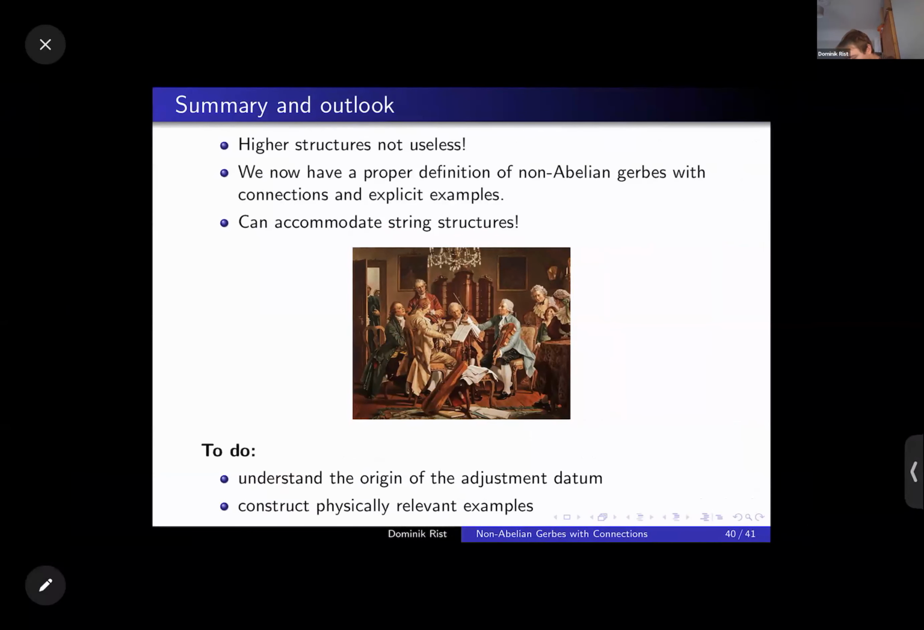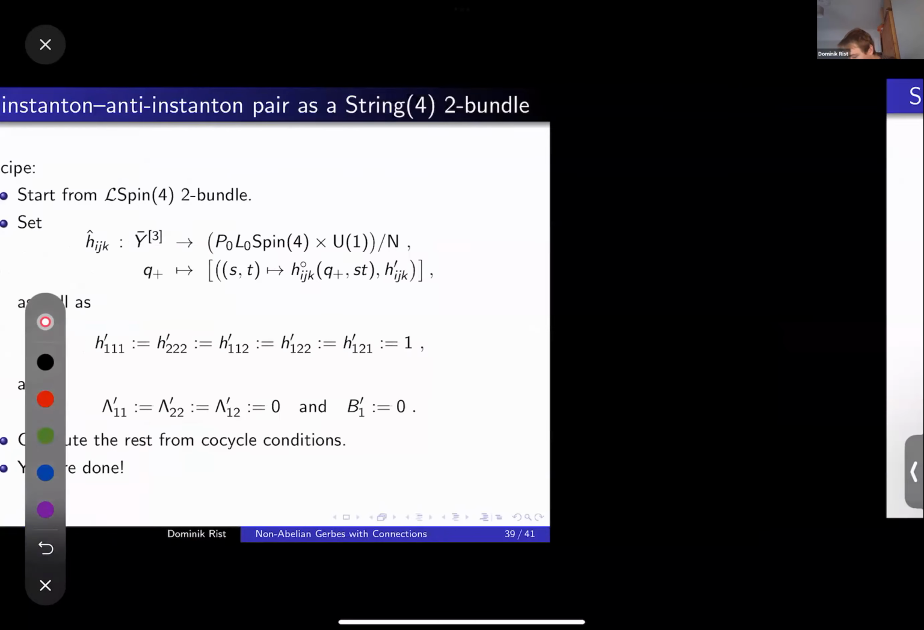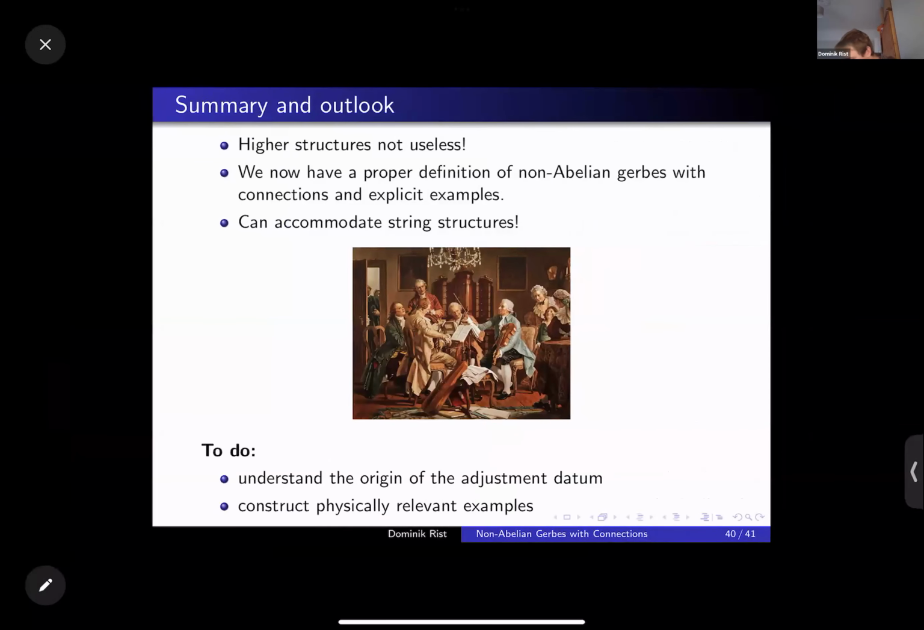Let me just add that what needs to be done is, as I said, to construct other physically relevant examples, and also to understand the origin of the adjustment datum. So far we only had this kappa, this strange map that, first of all, mixes the Lie group with the Lie algebra, maps you into H, right? And it has to obey these two conditions. How do we understand this more naturally, geometrically? What does it arise from? That's something that needs to be addressed as well. Okay, so I think that's it for now, and thank you for your attention.